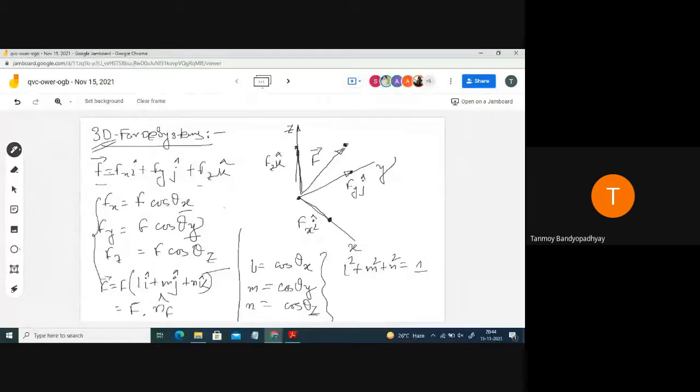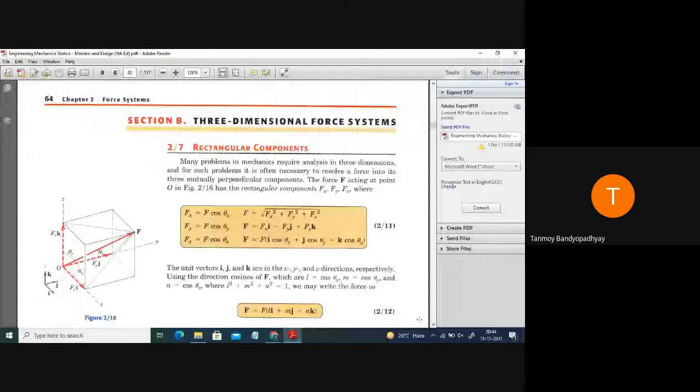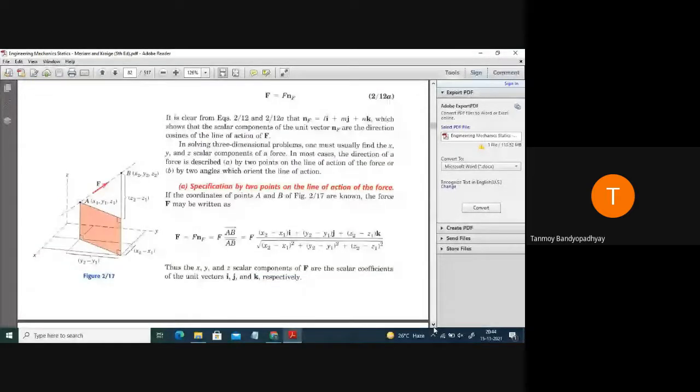So we can arrive at the vector F, which is given by the magnitude of the vector times a unit vector in the direction of the force. Call it nF cap, or whatever name you like; in this book it is written as nF cap. This nF cap is a unit vector in the direction of the force. So if we could determine this nF cap, we would be able to determine the F vector.